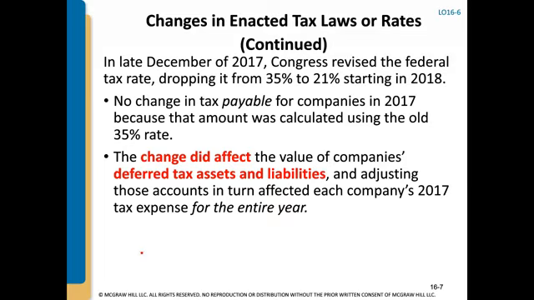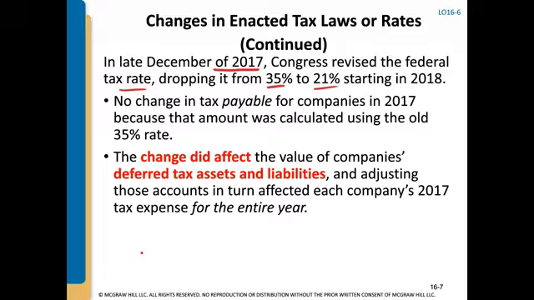But a significant tax law changed in December of 2017. Congress revised the federal tax rate, dropping it from 35% to 21% starting in 2018. This was a huge law passed in 2017, because up to that point, for federal tax return purposes for corporations, the tax rate was 35%. I don't know how long it had been 35%, but I'm going to go with at least 20 years. It had been 35%, and then Congress dropped it to 21%.